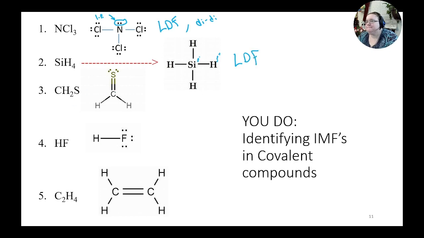Looking at number three, this is not symmetrical. So not symmetrical means we're going to have dipole-dipole. Everything has LDF. Does it have hydrogen bonding? Nope. Hydrogen bonding, there is no fun. So no hydrogen bonding. Looking at number four, everybody's got LDF. This has definitely got dipole-dipole because there is no symmetry here. I got H on one side, F on the other. And it has hydrogen bonding because I got an H attached to an F, or an O, or an N.